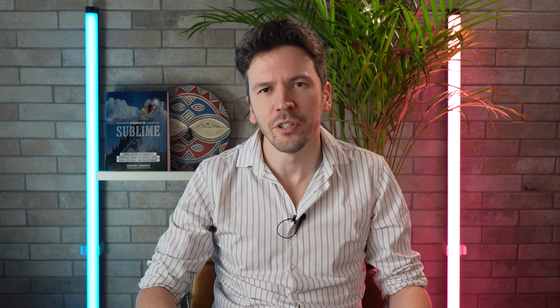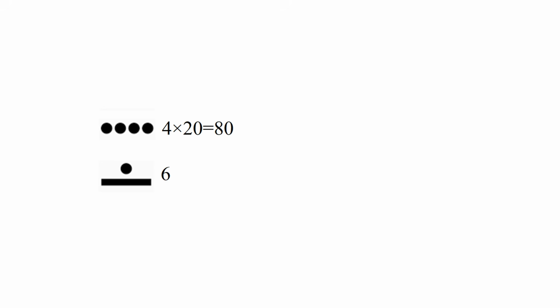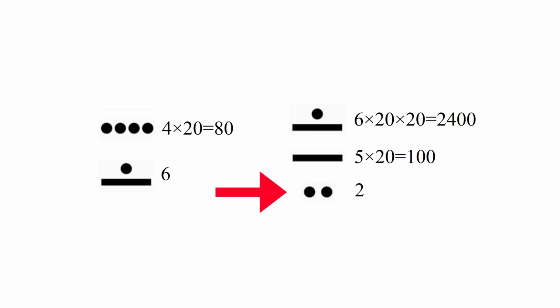The Mayans chose to write these numbers not next to each other, what we're used to today, but on top of each other. For instance, here we see the number 86. On the bottom we have 6, a line and a dot, and on the top we have 4 dots, but since it is in the second place we have to do 4 times 20 is 80, and together this becomes 86.